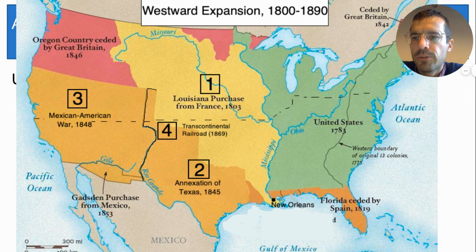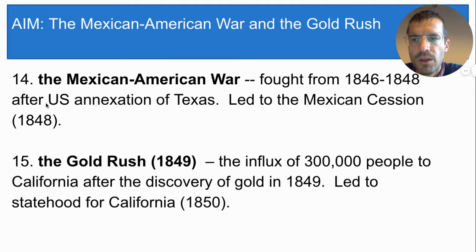One of the new lands that was added was called California. California is this most western part of the Mexican cession. It borders the Pacific Ocean. In 1849, just a year after the U.S. got all this land, an American settler discovered gold in California. And this led to a huge influx of settlers very quickly. We call this event the Gold Rush, the influx of 300,000 people to California after the discovery of gold in 1849.